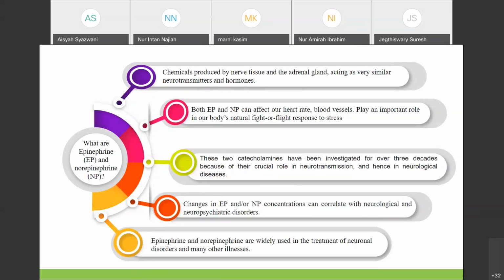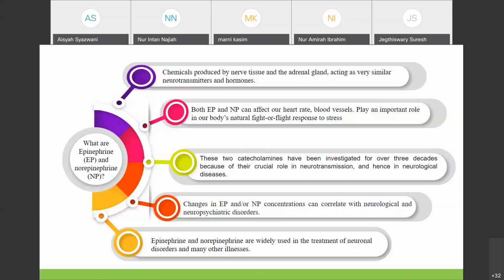So EP and NP are chemicals produced by nerve tissues and the adrenal gland, acting as very similar neurotransmitters and hormones. EP and NP are involved in a wide spectrum of physiological functions and play essential roles in the human body. Both EP and NP can affect heart rate, brain muscle activity, blood sugar levels, and blood levels. They also play an important role in our body's natural fight or flight response to stress.